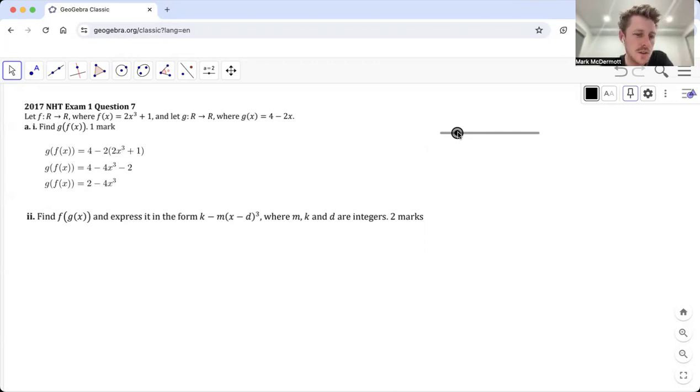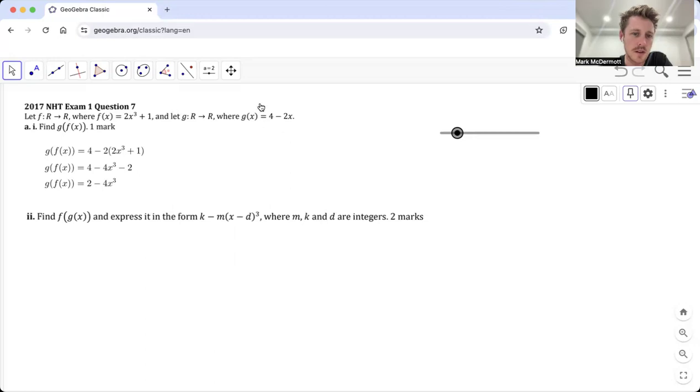Okay, find f of g of x, so the other way around, and express it in the form k minus m multiplied by x minus d cubed, where m, k, and d are integers. Okay, this one's a little bit trickier, especially because we need it in this format. So finding f of g of x, let's do that first. So g of x is the inner function.